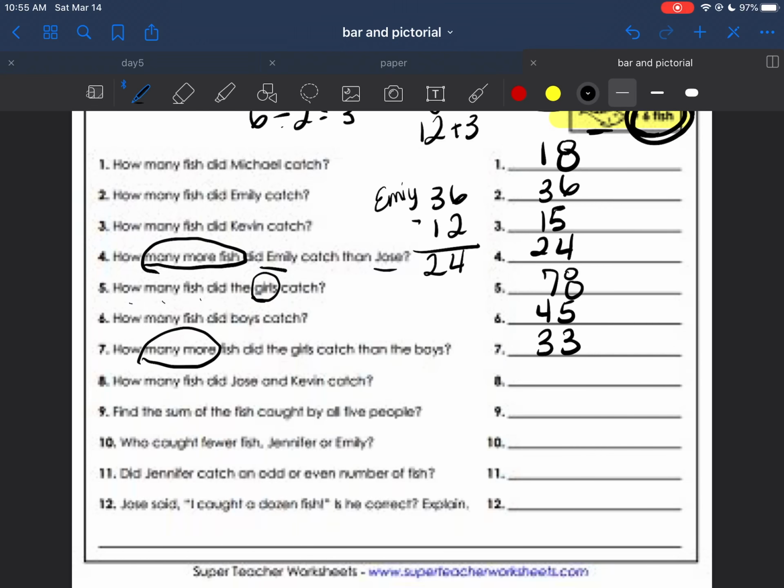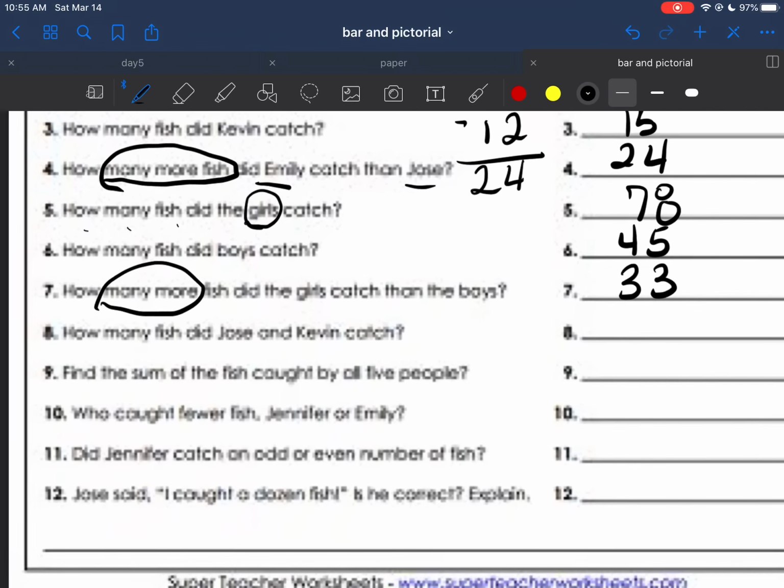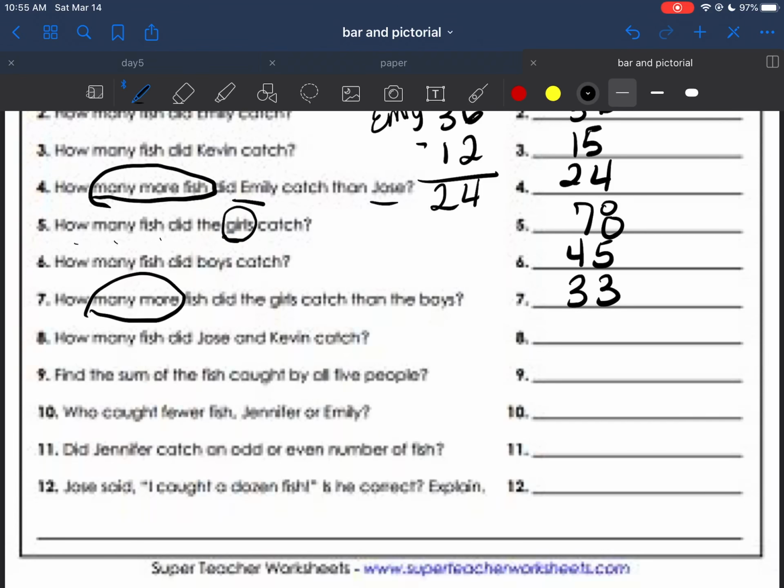All right. I'm going to just go over how to solve these last few questions. I'm not actually going to solve them. You can pause the video and solve if you would like, okay? How many fish did Jose and Kevin catch? Well, I'm going to add Jose plus Kevin because I want to know how many they caught together, right?